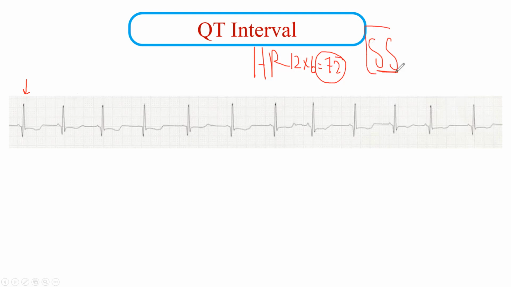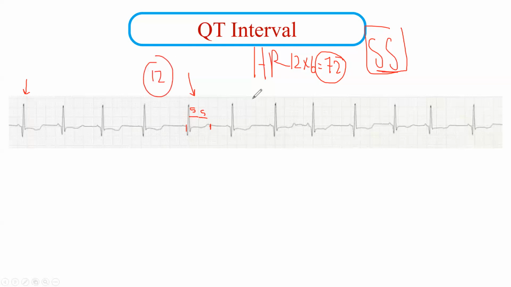After that, I need the small squares. Let's take any QRS complex. You can take any one. We start with the Q wave here until the end of the R wave, almost here, and you calculate how many small squares there are. I think there are about 12 small squares. There are 10 here, this is a large square. This is 5, and there are 5 here as well. There is 11 here and 12 here. So I'm going with 12.